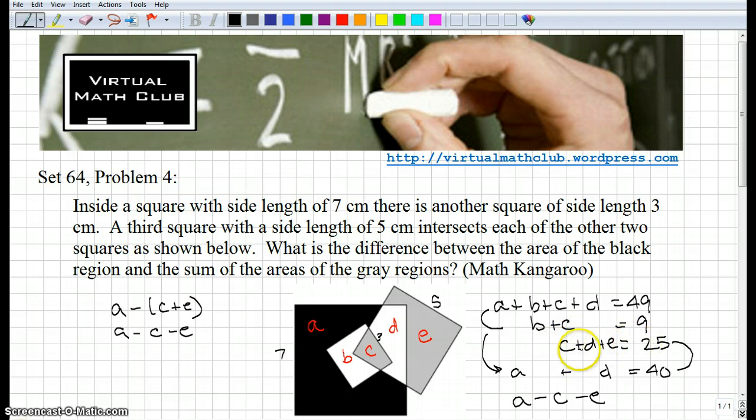And this top equation is, I'm subtracting it, so the C and E become negative. And so, A minus C minus E is 15. Okay, which is what we were trying to find. So the difference between the black region and the sum of the gray regions is 15 square centimeters.